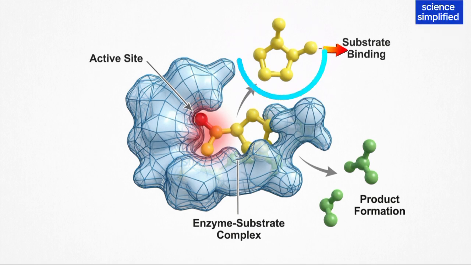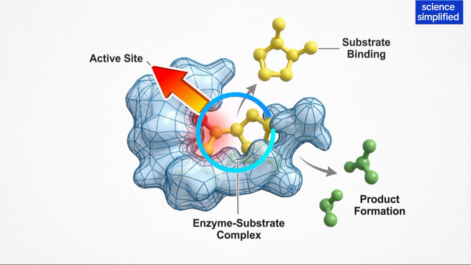Step 1. Substrate binding. The process begins with substrate binding. Here we see the substrate, which is the specific molecule that the enzyme acts upon. It is represented by the yellow molecular structure approaching the enzyme to initiate the reaction. The substrate is essentially the key that fits into the enzyme's lock.